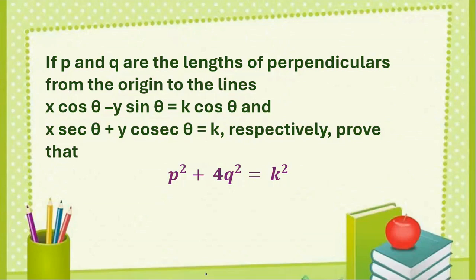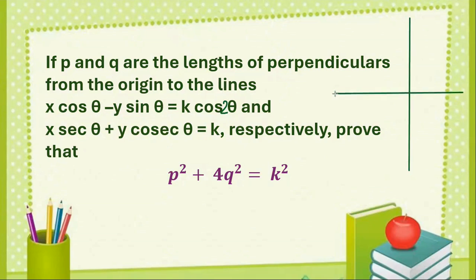and P and Q are the lengths of the perpendiculars from the origin to the lines. So these are the two lines: x cos theta minus y sin theta equals k cos 2 theta, and x sec theta plus y cosec theta equals k, respectively. Prove that p squared plus 4q squared equals k squared. Everyone, please understand the question using the XY plane.